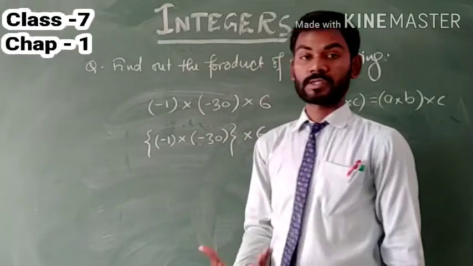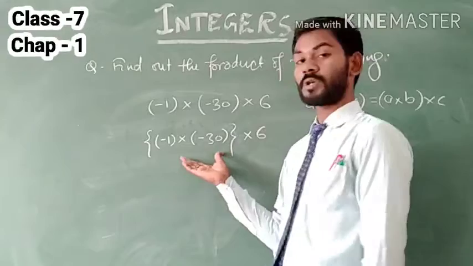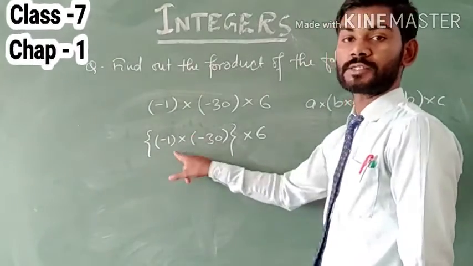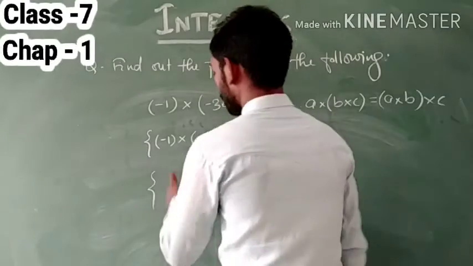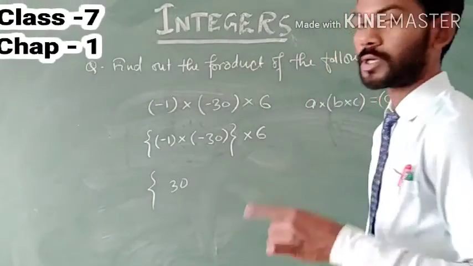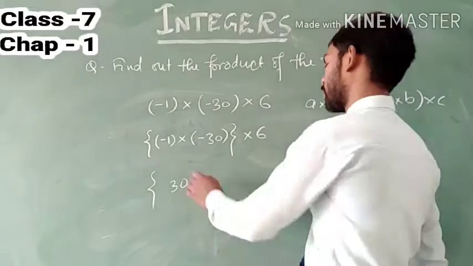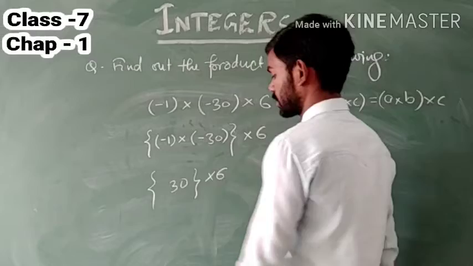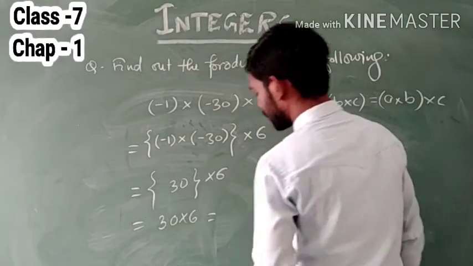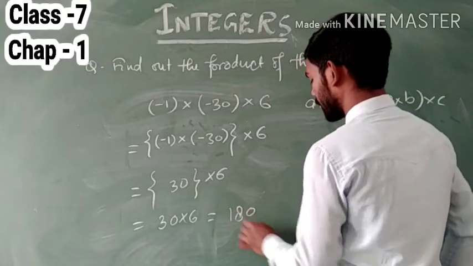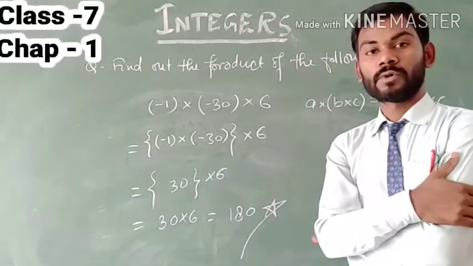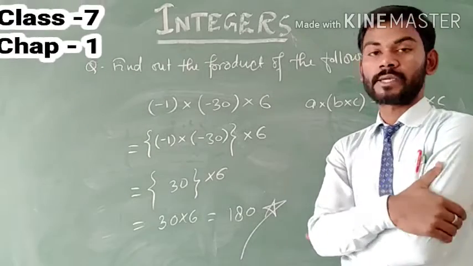Again, using the concept of BODMAS, we shall solve the numbers which are inside the bracket. So first of all, we shall solve these two numbers. Here we get 1 multiplied by 30, which is 30, and minus multiplied by minus becomes positive, that is plus. So here we get 30 only, and this is multiplied by 6. Again here we get 30 multiplied by 6, which is equal to 180. Therefore, 180 is the right answer.